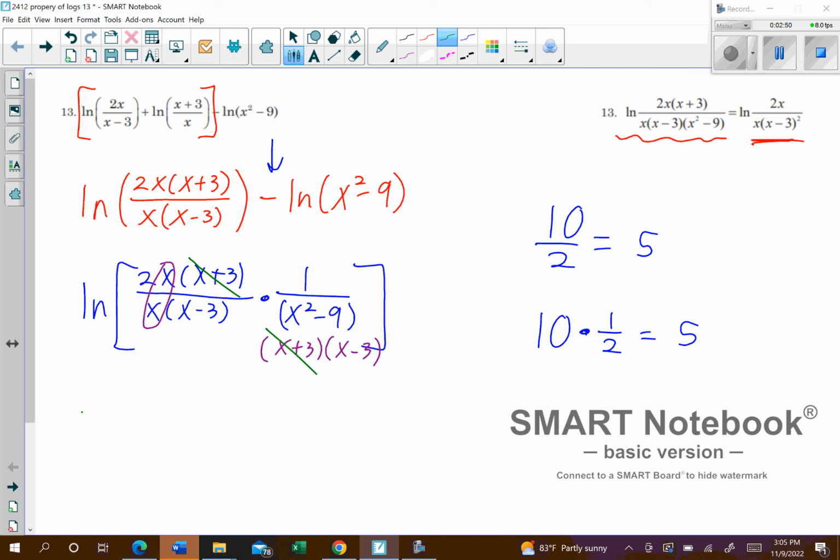And so if you look, what we have left in the top part of this is just a 2. Oh, they left the x there in the answer. Okay, they should have gone ahead and canceled that out. So we are going to be left with the 2 in the numerator spot. And then in the denominator, all we have left is x minus 3 times x minus 3, which we can consolidate together to be x minus 3 squared.